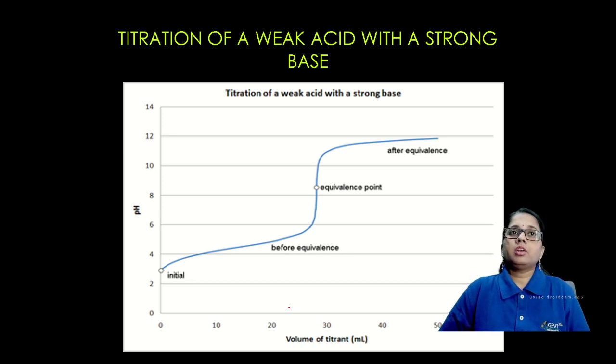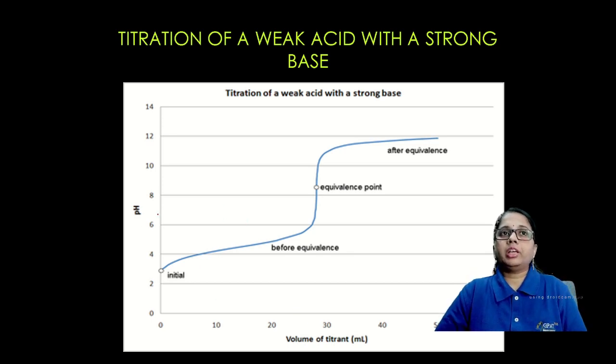So what are those? Here just an example I have taken. If you see, on the y-axis pH is taken, on the x-axis volume of the titrant has been taken. Okay, so titration of a weak acid with a strong base, that means you are going to take the weak acid in a conical flask and the strong base in a burette. Okay, so if you see the curve, it is going to happen. For a weak acid you can take the example of acetic acid, and for a strong base, NaOH.